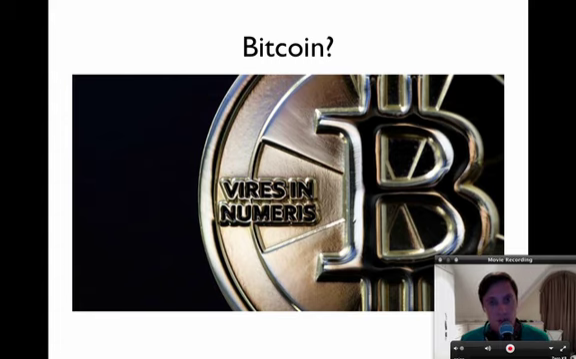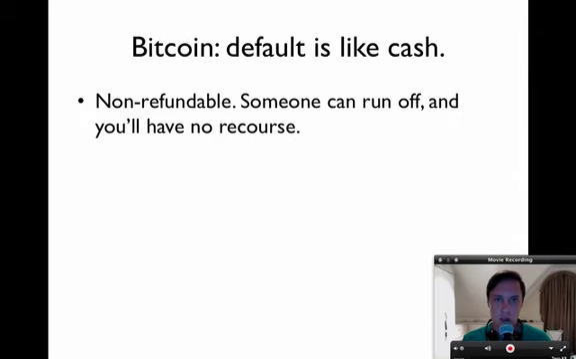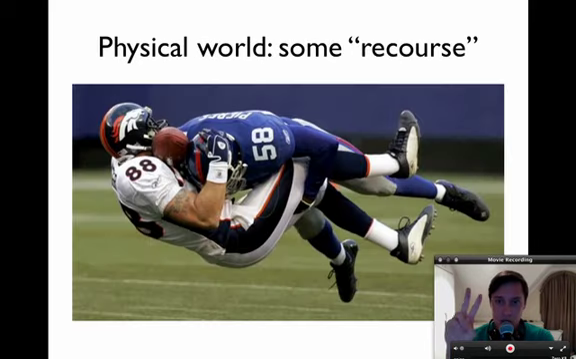So Bitcoin itself is a financially viable way in which to channel through value, but the problem is that the current way in which Bitcoin works is inherently like cash. It's non-refundable. It's not like a credit card. If you give someone your cash in the street, they can run off and you'll have no recourse. In the physical world, however, there's still some recourse involved, which means that if a thief steals your wallet, you can still run after them and tackle them.